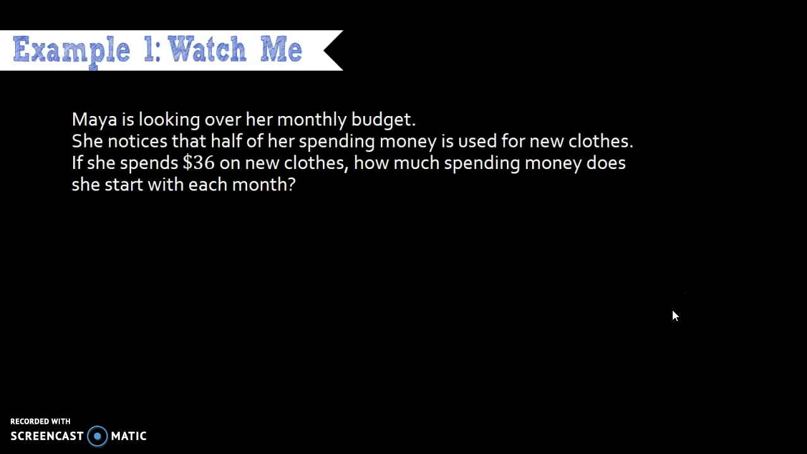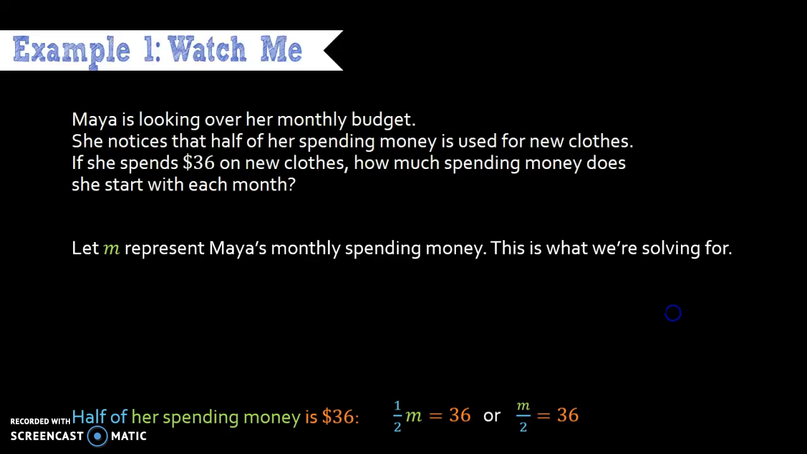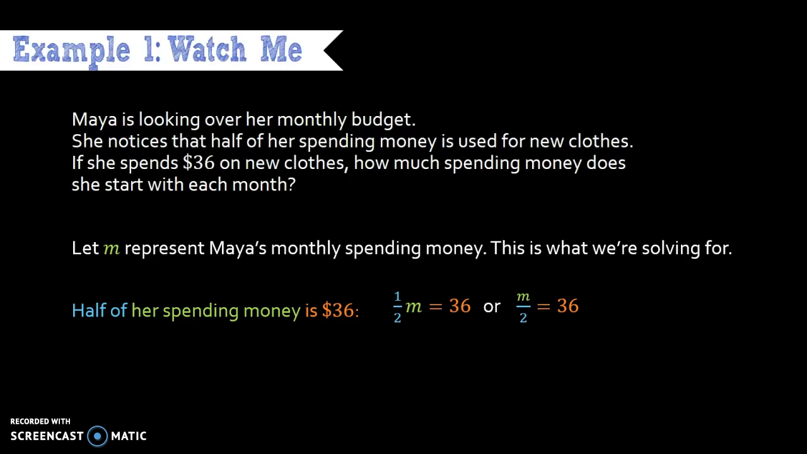Let's translate this into an equation. Let M represent her monthly spending. That is what we're solving for. We want to find her total amount of money that she spends in a month. I know that half of her spending money is $36. So 1/2 of M, 1/2 times M, equals $36. And I wrote this in two different ways.